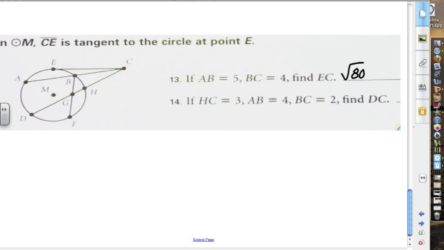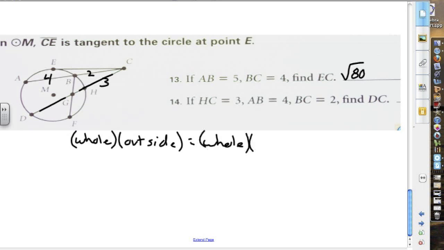HC is 3. AB is 4. BC is 2. Okay, that's just dealing with the two secants, it looks like, and I need to figure out what DC is. Okay, so here I have two secants, and we're told in our theorem, whole times outside has to equal whole times outside. That's what our theorem told us.